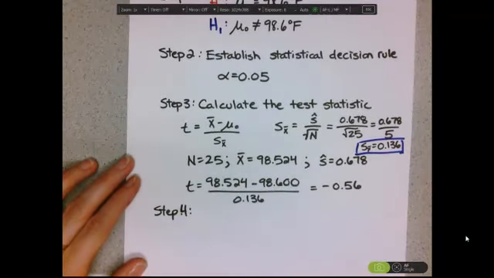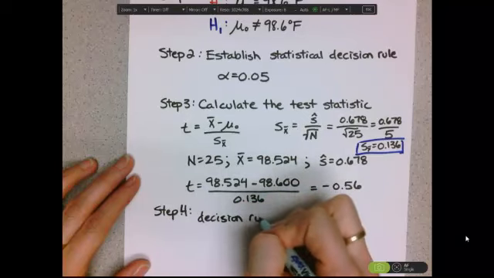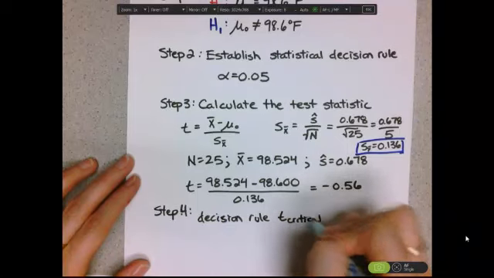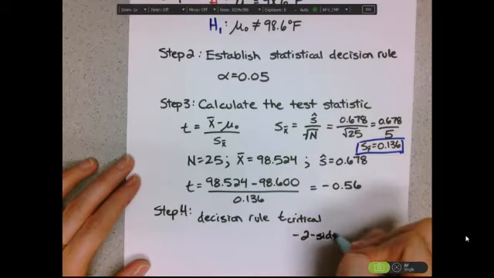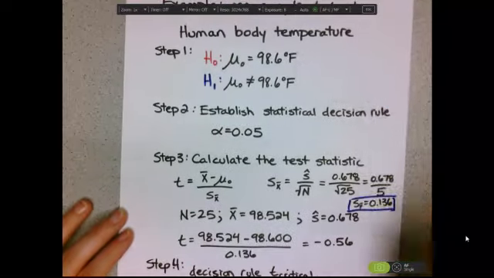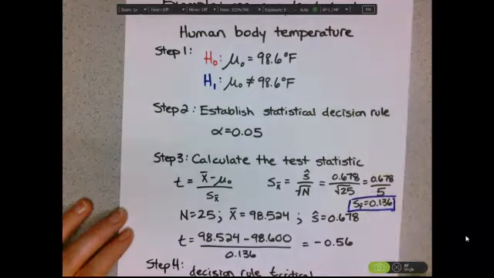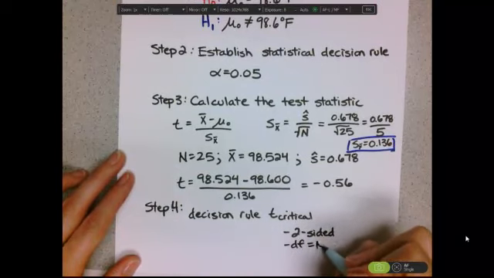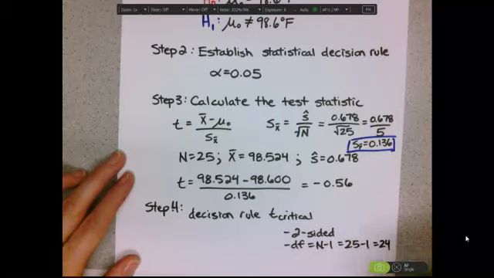So in order to do that, we need to look at our decision rule, and we have to calculate our t critical value. We know that it's going to be a two-sided critical value because it could be both greater than our proposed value here or less than in order to reject the null hypothesis. And we need to know our degrees of freedom. Our degrees of freedom are n minus 1, which is going to be 25 minus 1, equal to 24.